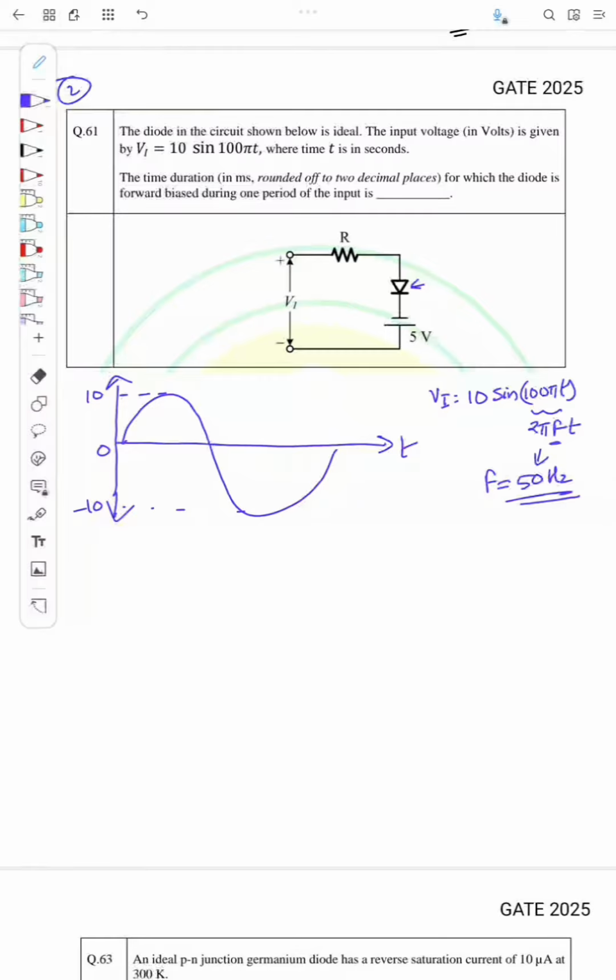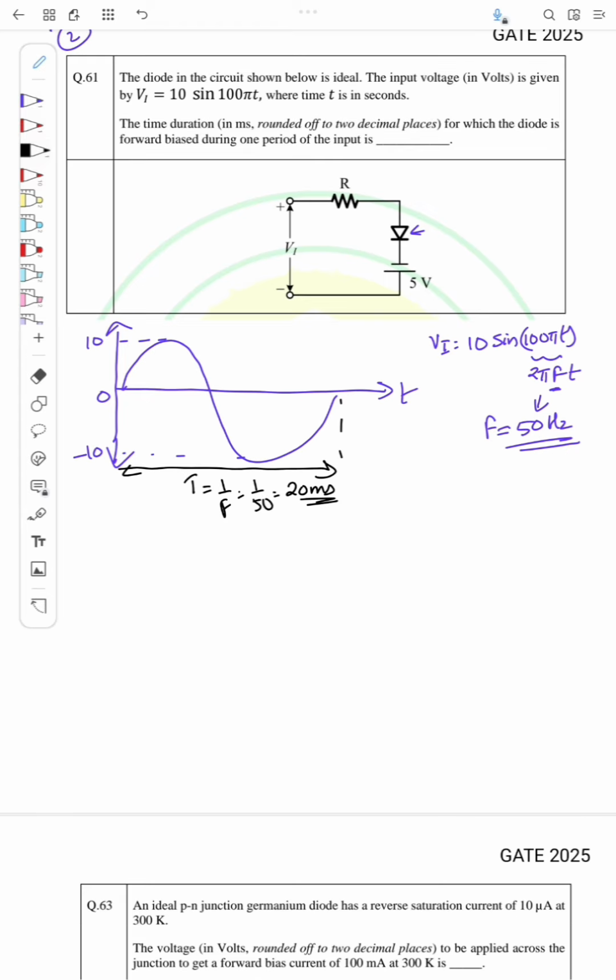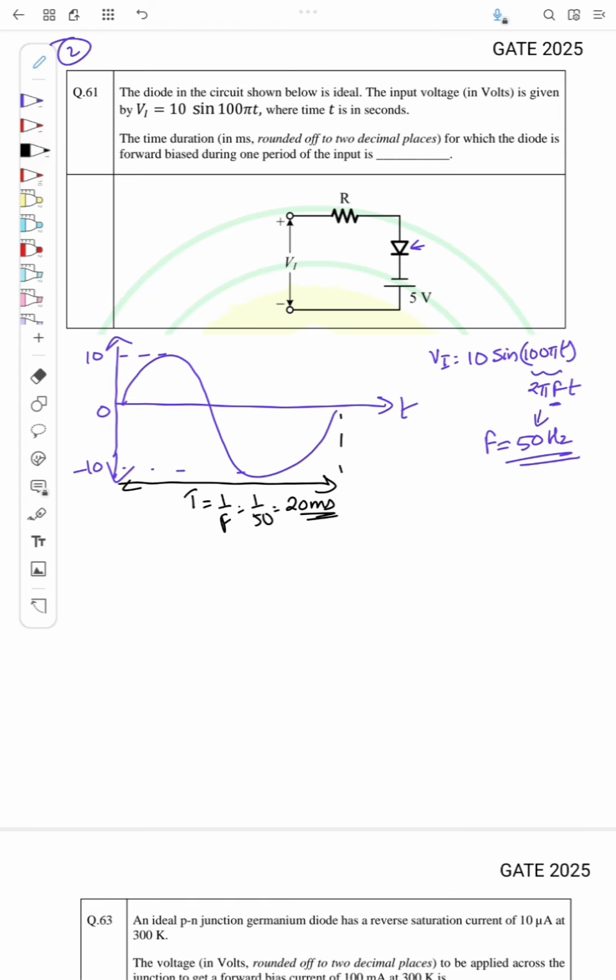Right. So what is the time period? If this is the total time period of this input signal, the time period, I will call T, is equal to 1 by f, right? So that is 1 by 50, which is equal to 20 millisecond. So that is the time period. Now the question is the time duration for which the diode is on.